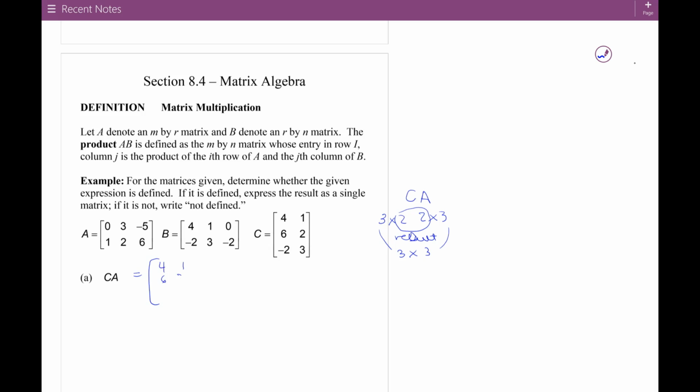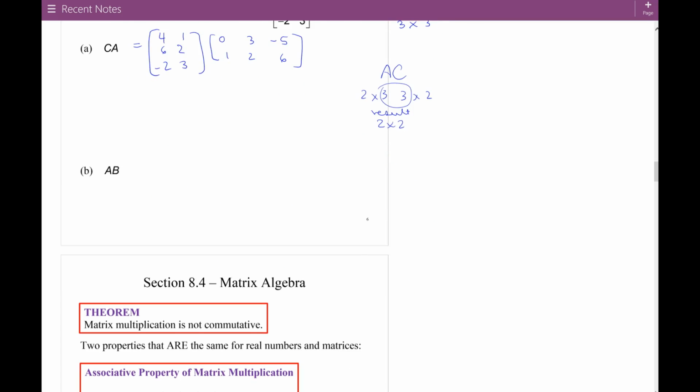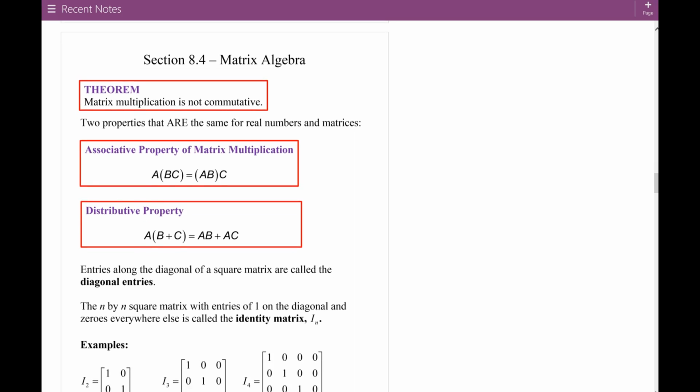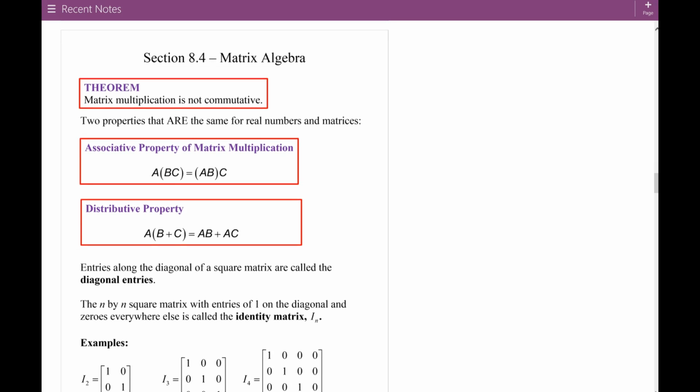If I have 4, 1, 6, 2, negative 2, 3, I can multiply it by 0, 3, negative 5, 1, 2, 6. But AC, where it's the 2 by 3 by the 3 by 2, will give us a completely different result because it will be only a 2 by 2 matrix. So clearly, matrix multiplication is not commutative. So that's a theorem, actually. It's not commutative.